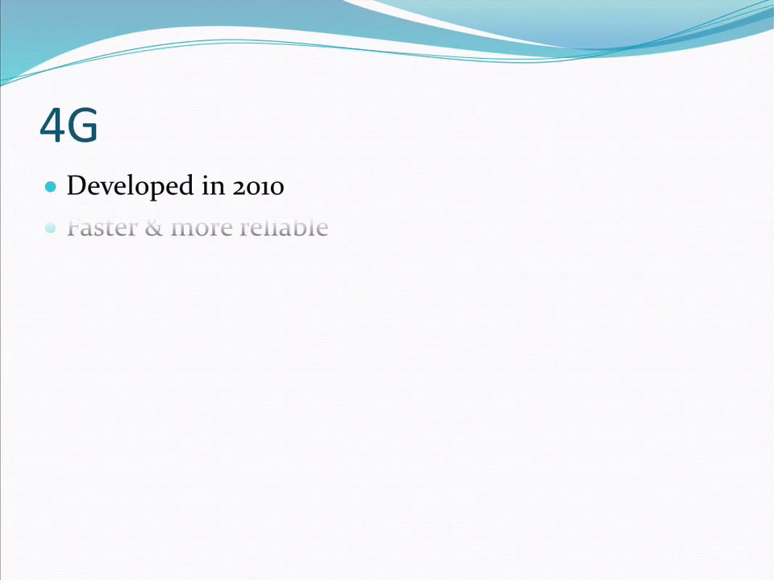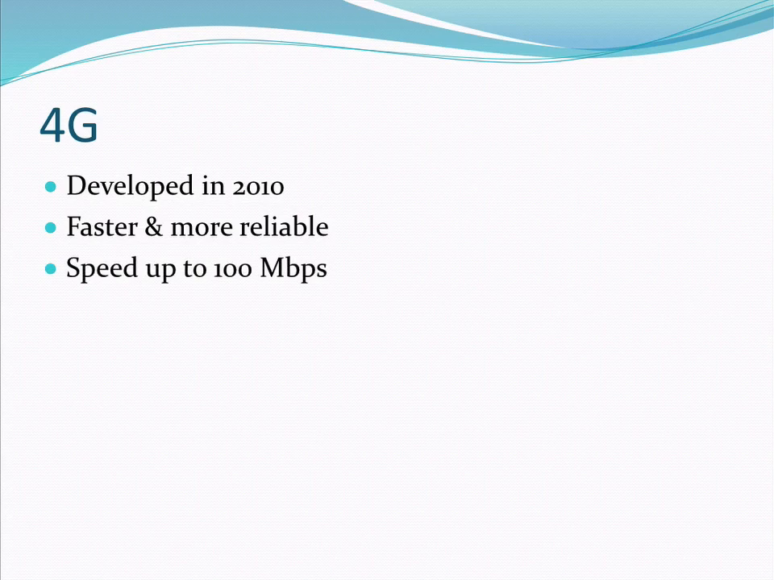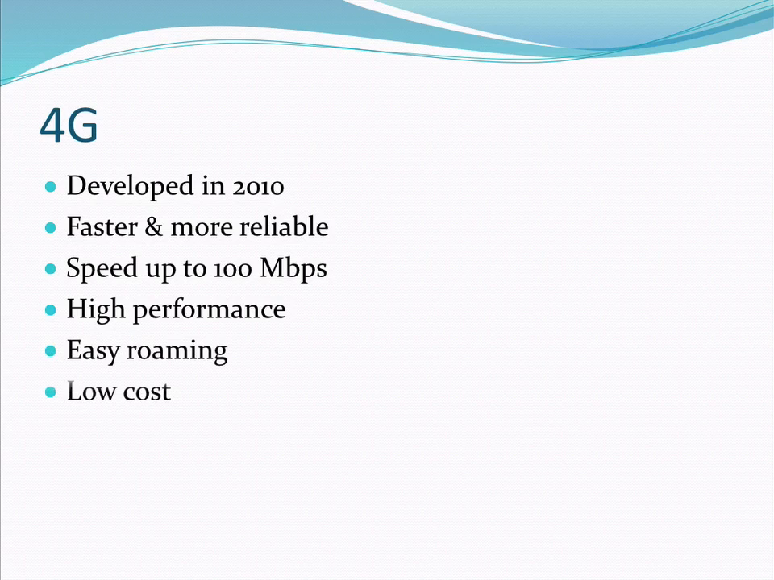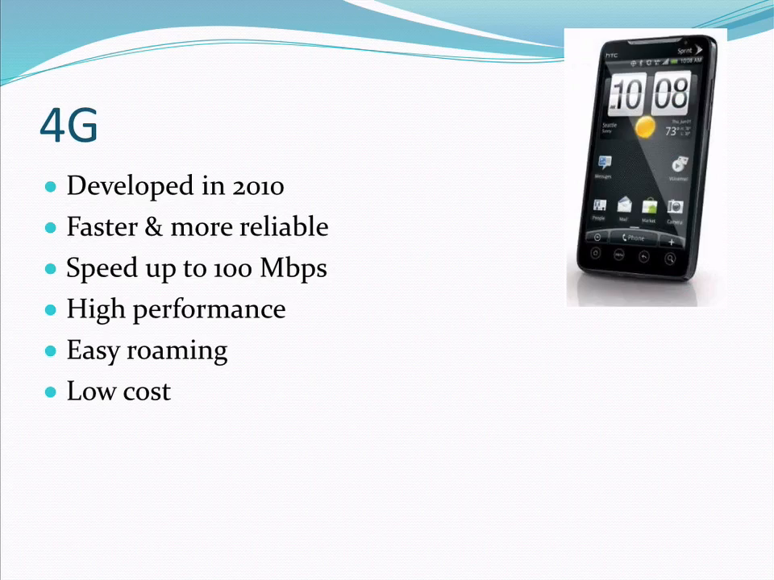Now let's go to 4G, that is fourth generation technology. It was developed in 2010, and when compared to all the previous generations, this was faster and more reliable. In this one we can get speeds of up to 100 mbps, not kbps, and it will give you high performance. We can attach files, we can download attachments from the email, and it is easily roaming. You don't have to be in a restricted zone, and the best part is it's low cost.